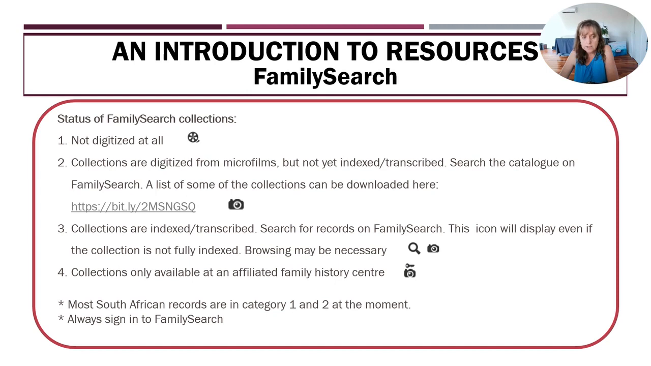Then there are collections which are digitized from microfilms but not yet indexed or transcribed. You can search the catalog on FamilySearch, and a list of those collections can also be downloaded here. And then you get the collections which are indexed and transcribed, and you can search for the records on FamilySearch. This icon will display even if the collection is not fully indexed, and it may be worth browsing through them if you can't find anything.